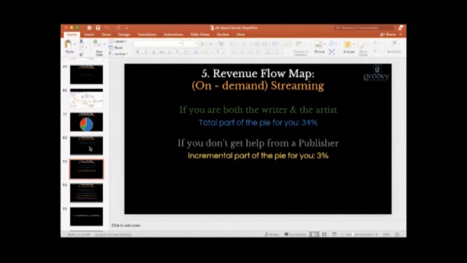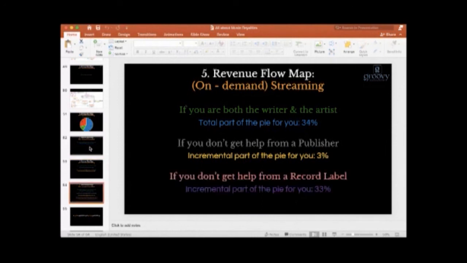If you don't get help from a publisher and you decide that you're going to have your own publishing company, then you get 3% more out of the pie. If you decide that you're not going to get help from a record label, then the incremental percentage for you is 33%. It's huge.